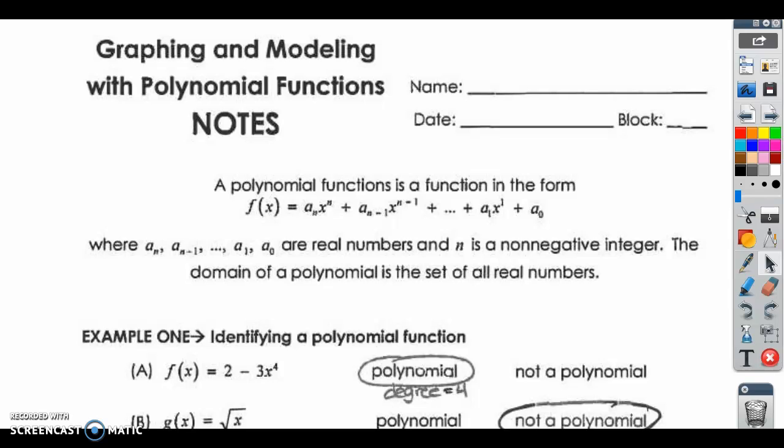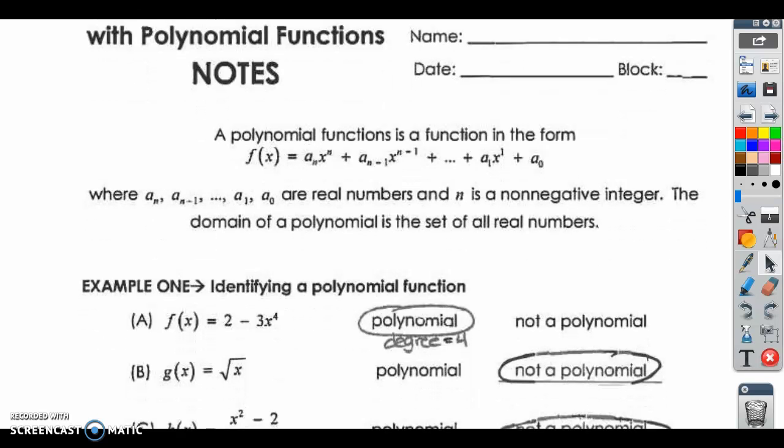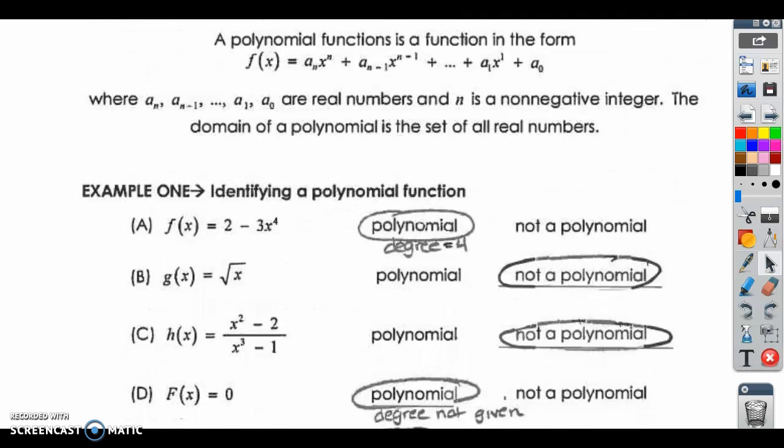So we're going to go ahead and start with a polynomial function in just the standard form here, where all the a's are real numbers and n has to be a non-negative integer. So it could be 0, 1, 2. The domain of the polynomial is the set of all real numbers.